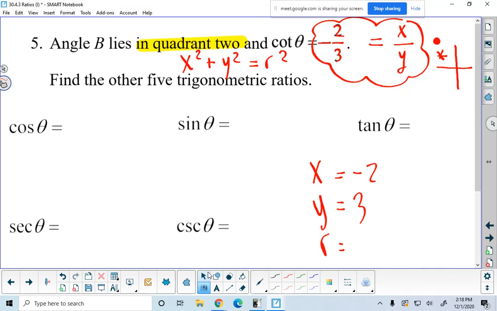We'll talk more about this later, but there's no way this could be in quadrant 1 or quadrant 3. Because if it's in quadrant 1, they're both positive, so cotangent would be positive. And if it's in quadrant 3, they're both negative, which means x over y would be positive. But I don't want to get too far ahead of myself. Can you guys confirm to me that you get root 13?